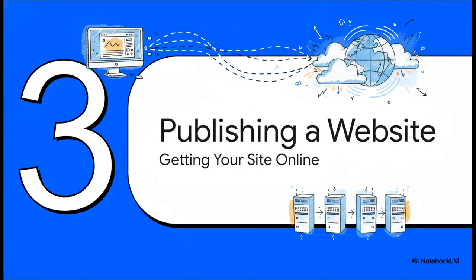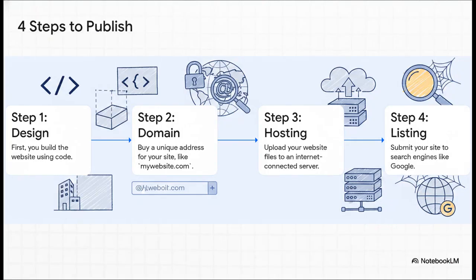Okay, great. So you've coded this amazing website on your own computer. But now what? How do you actually get it online so the whole world can see it? Let's break down the steps. It really breaks down into 4 clear steps. Step 1, you build the thing. Step 2, you have to register a unique address for it. That's your domain name. Step 3, you need a place to put it, so you rent space on a web server. We call that hosting. And finally, step 4, you tell search engines like Google that your site exists so that people can actually find you.